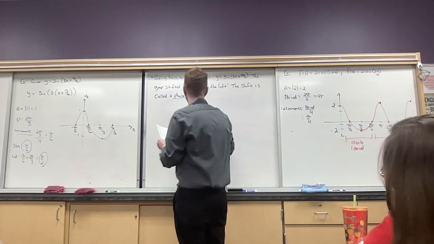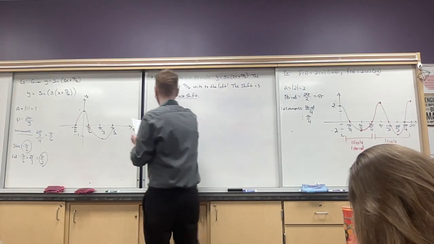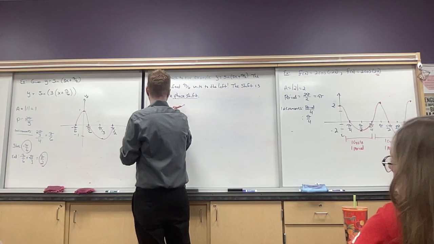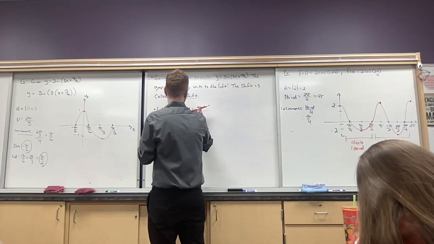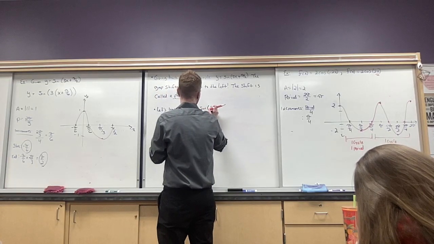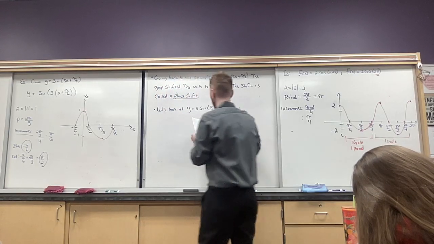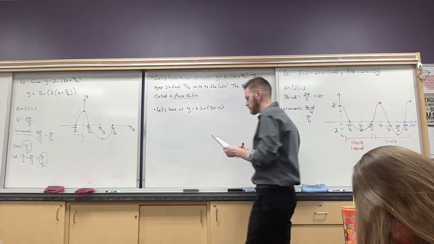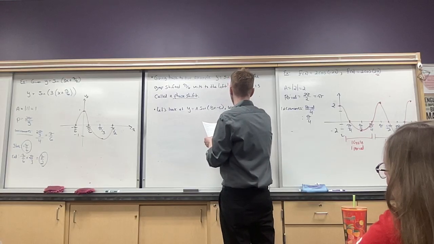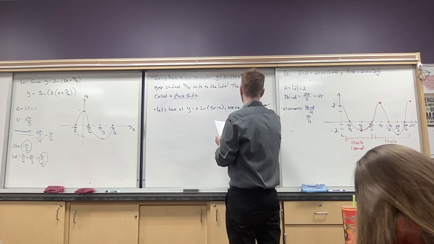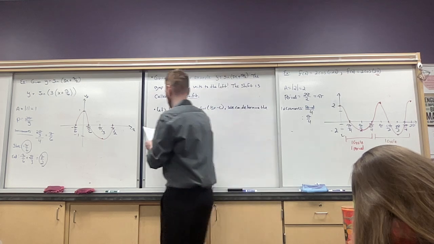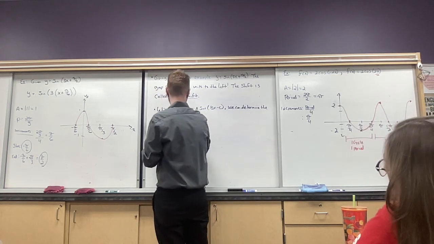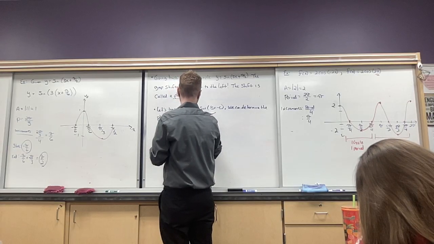So let's look at a generic graph. So let's look at y equals a sine of bx minus c. Okay, or cosine. Cosine wouldn't change anything. It's going to be the same process. Okay, we can determine the phase shift by solving this.